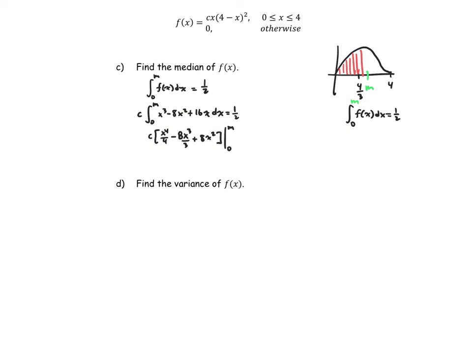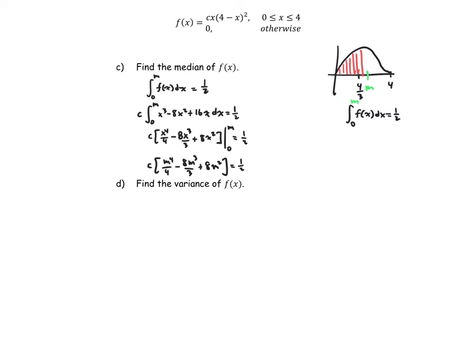Now, if I insert a 0, I'm going to get zeros across the board. So this is going to equal c times m to the 4th over 4 minus 8 m to the 3rd over 3 plus 8 m squared. And of course, we want that to be equal to 1/2.